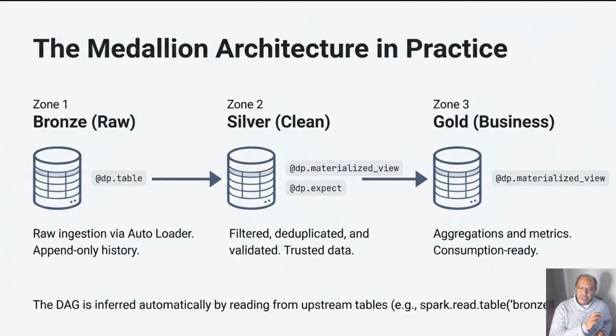Zone number 2 is the silver layer. This is your cleaned and validated zone. You are using, as we were talking before, dp.materialized_view and dp.expect for quality rules. This is where you filter out invalid records, deduplicate data, standardize formats, enrich with reference data, and create trusted datasets. The data here is cleaned, validated, and ready for analytics. This is what most analysts will query.